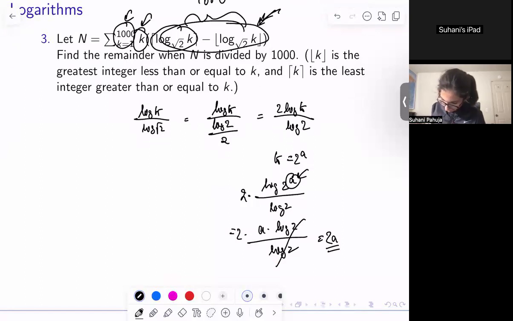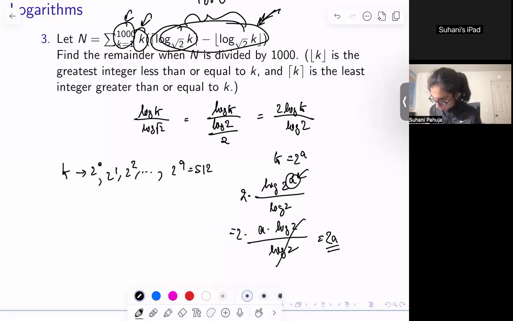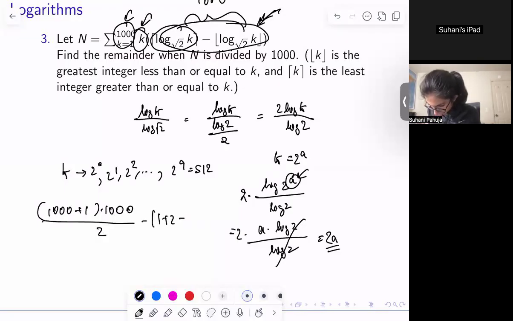And the thing is, k ranges from 1 to 1,000. So there's only a finite number of powers of 2 that k can actually be. So k can go from 2 to the 0, 2 to the 1, 2 to the 2, and so on, till 2 to the 9, which is equal to 512. 2 to the 10 is equal to 1,024, which is too large because it's greater than 1,000. And so we can sum all the numbers from 1 to 1,000, and then we can subtract these powers of 2 to get our intended sum.